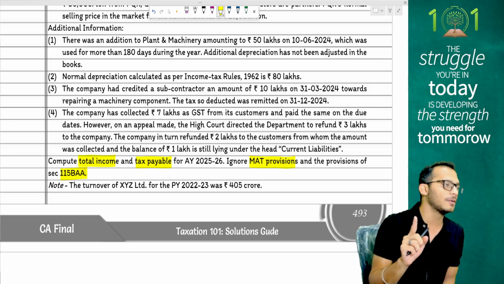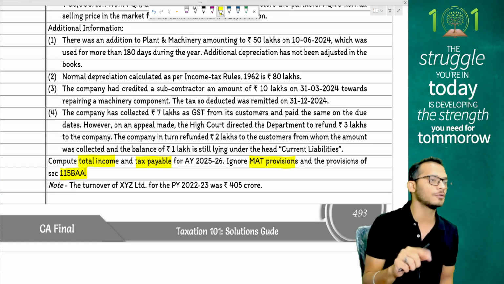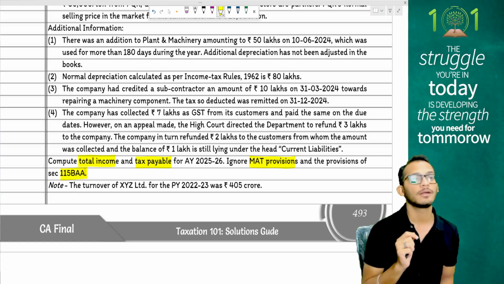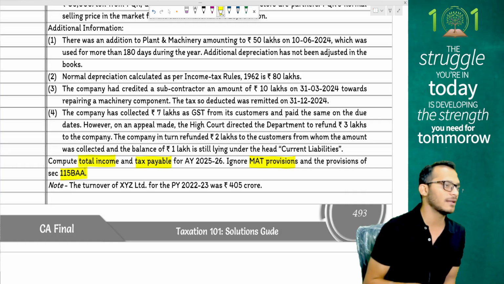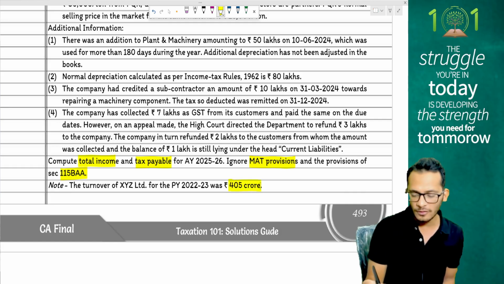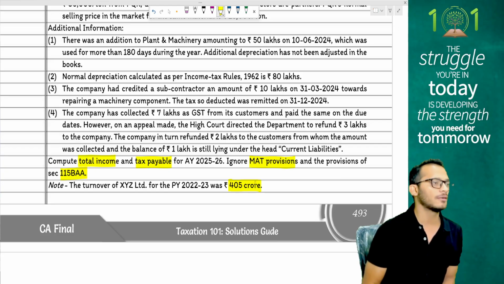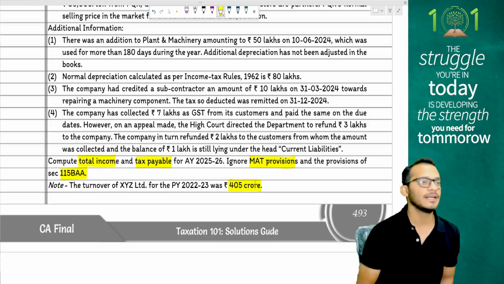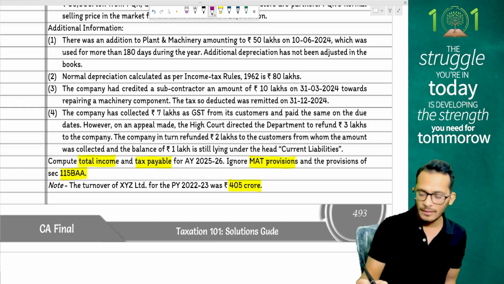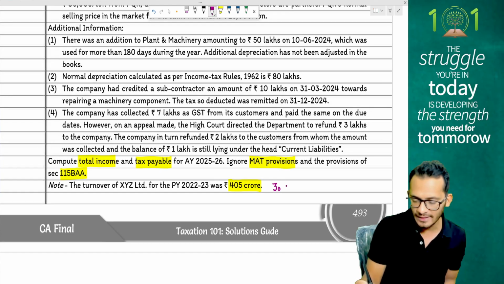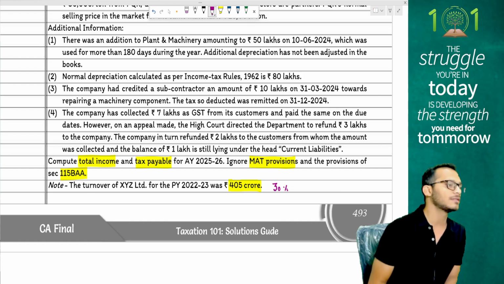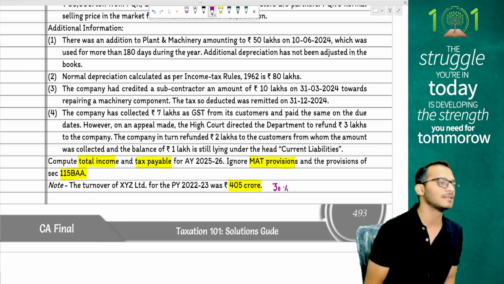but as per normal rules. Now the problem with normal rules, because they have asked for tax payable, I also need to know what my tax rate is, which luckily is given in the next line. It says turnover is 405 crores. I can only have turnover up to 400 crores, meaning this is to be taxed at the rate of 30%. I'm making a note here. Yes or no? Yes.